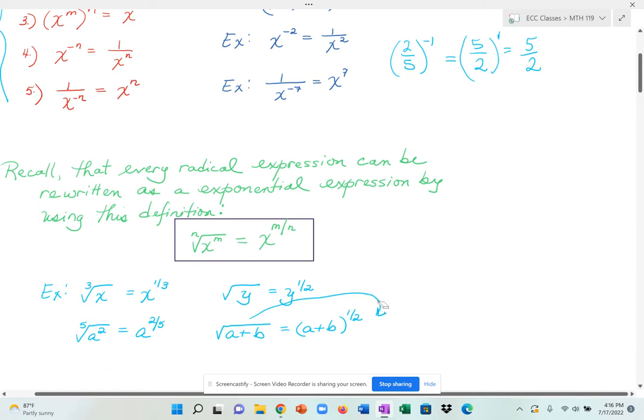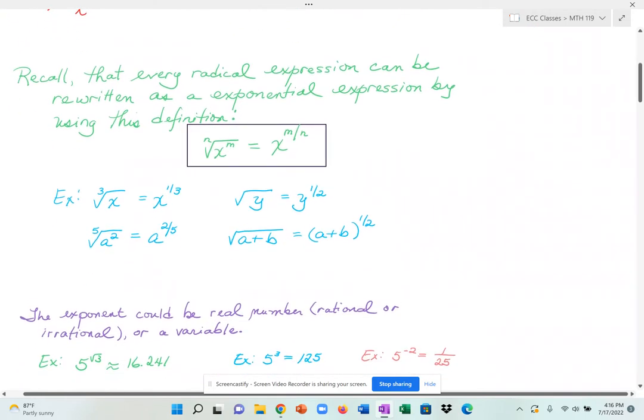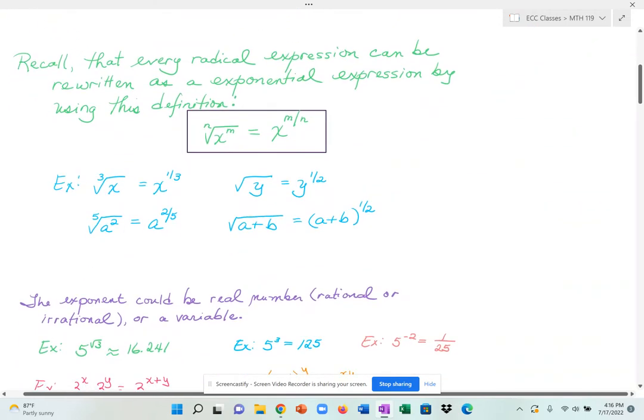Okay, so we're going to be using the rules for exponents for some of the work that we'll do, as well as this other rule of converting a radical to an exponential and vice versa. We'll go back and forth. So the exponent, the number that the base is raised to, can be any real number. It could be rational or irrational, and it could even be a variable.